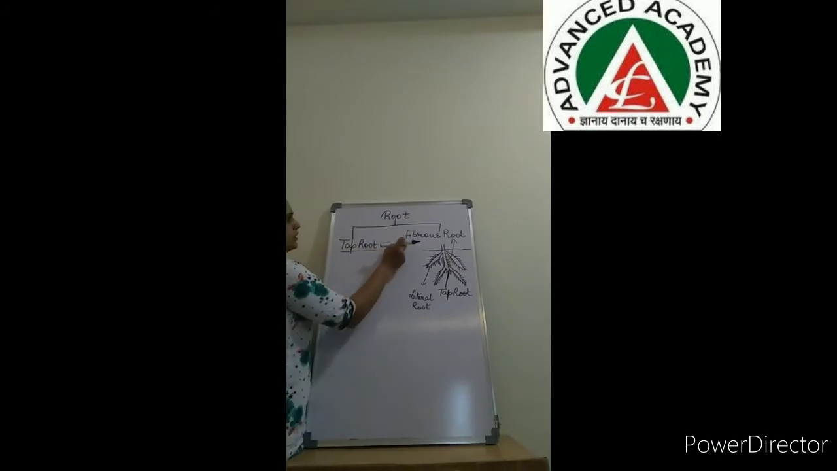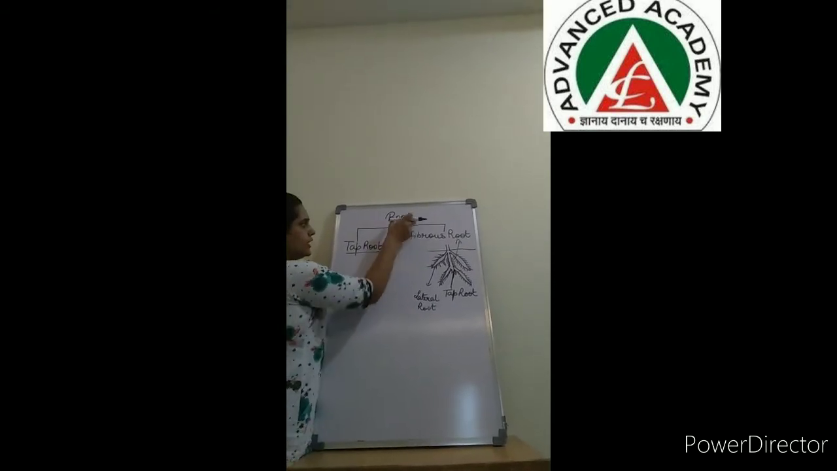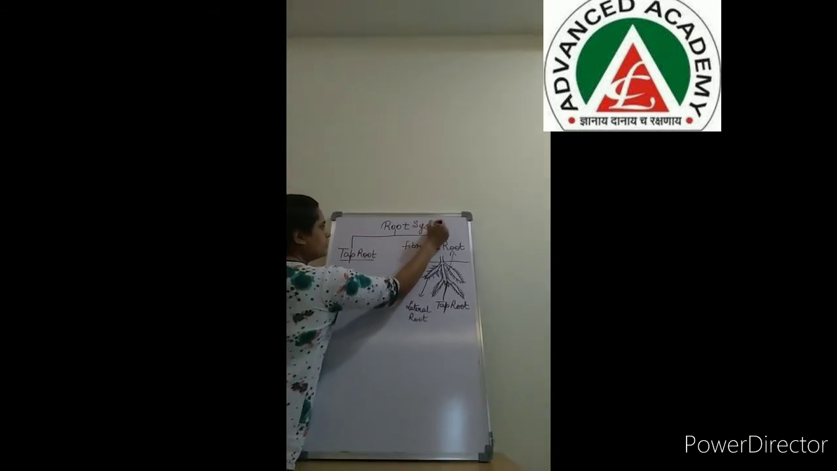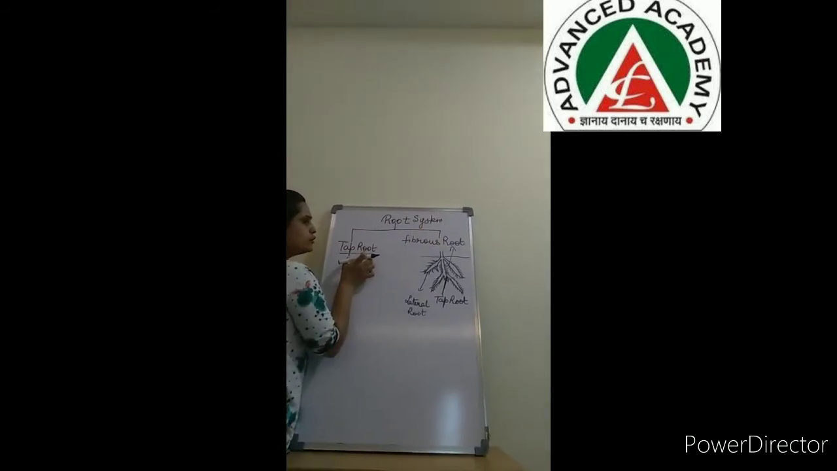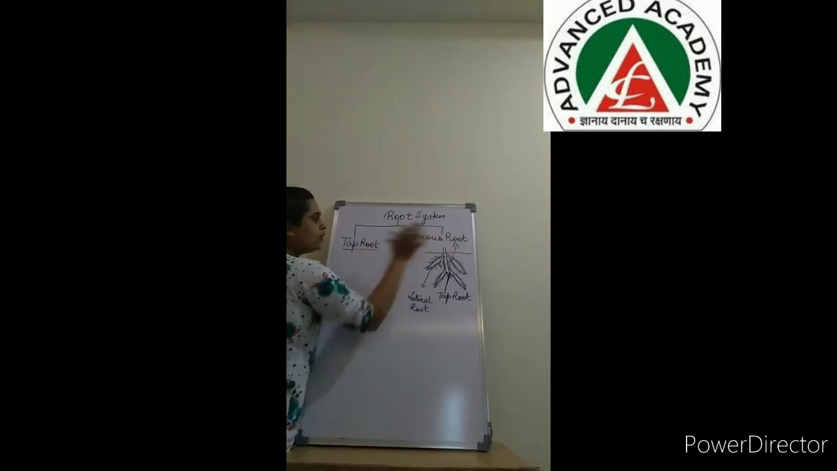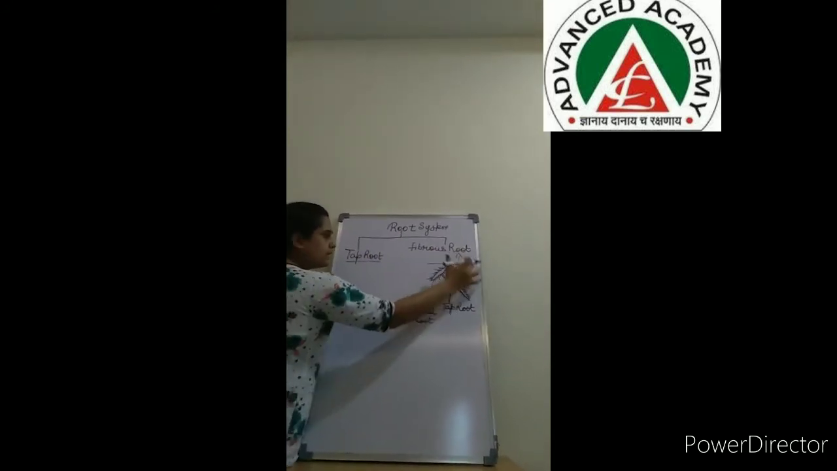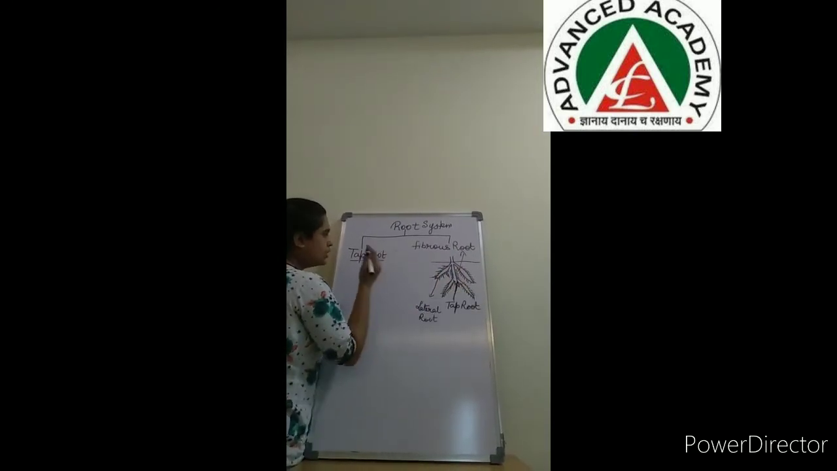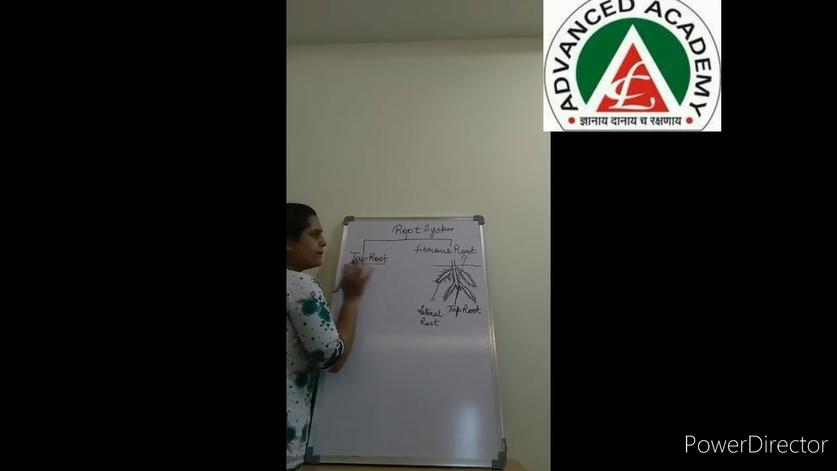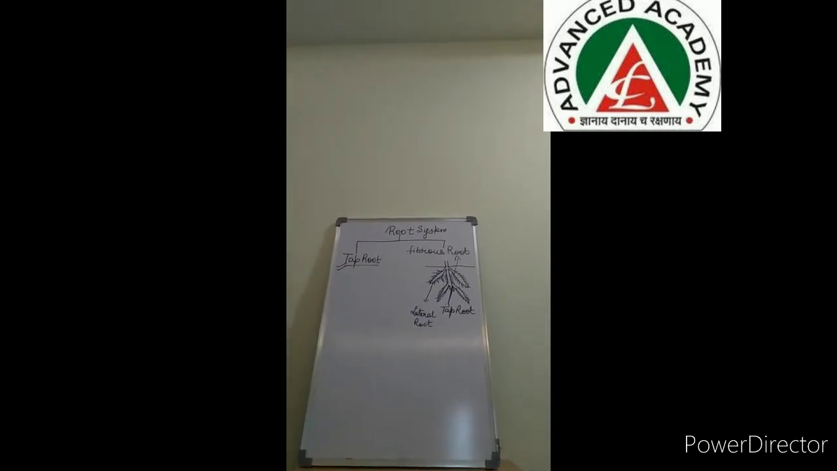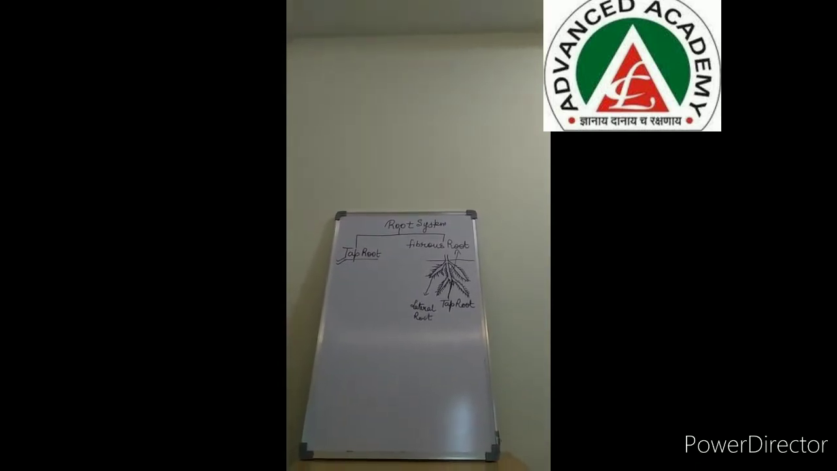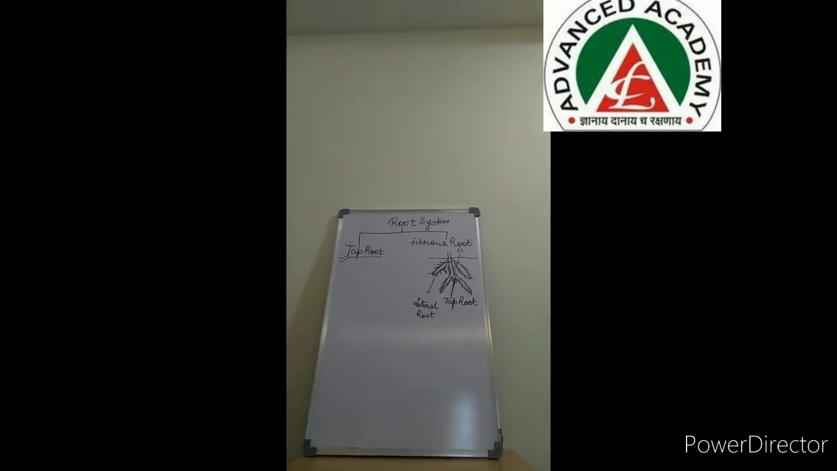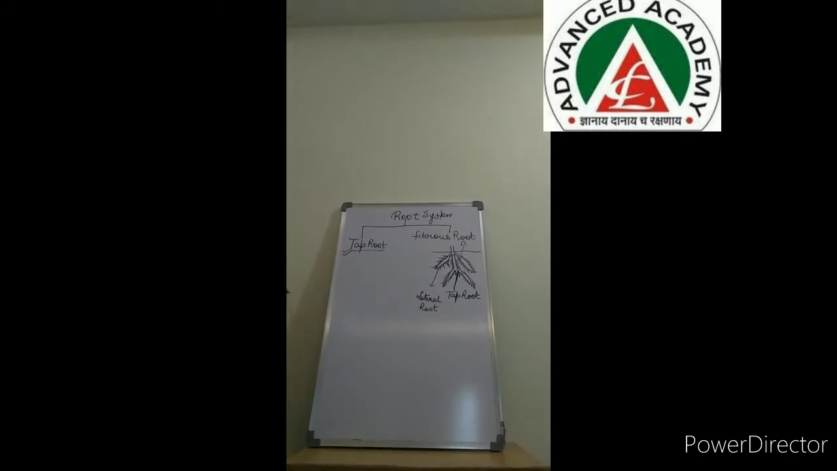Now we are going to learn about different types of roots. The root system is divided into two parts, tap root and fibrous root. You can see a picture here. Roots are always under the ground. First we are going to understand the tap root. Tap roots have a main root with many thin branches at the sides. The thick main root is called the tap root.